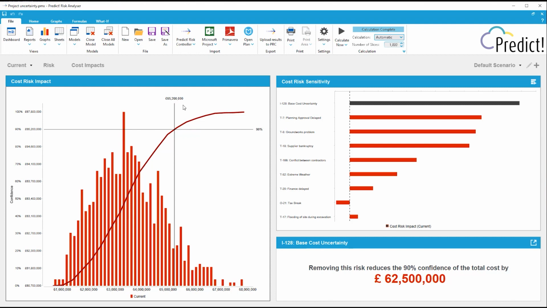So we could be looking at things like, well, could we actually perform actions to reduce some of the uncertainty ranges, or perhaps by mitigating the probability or the impacts of some of those individual risks.